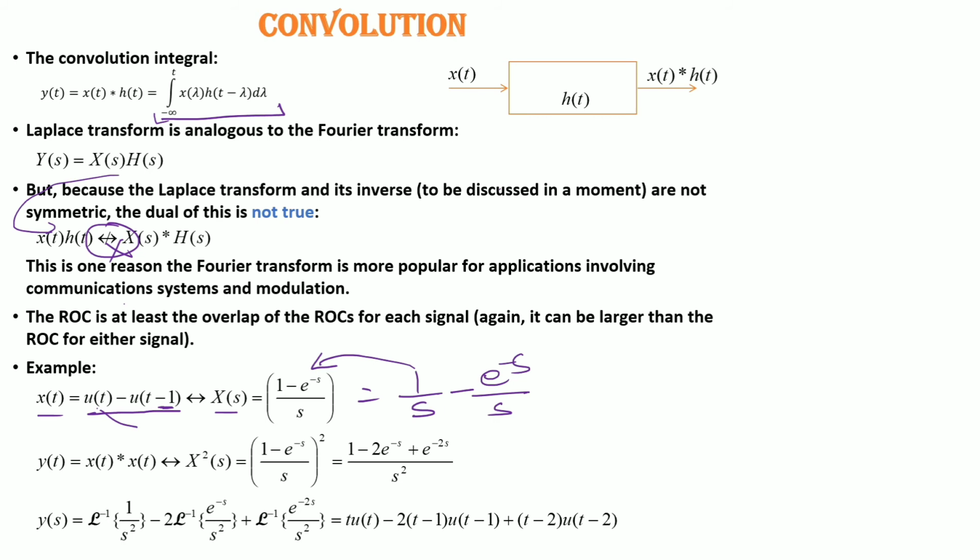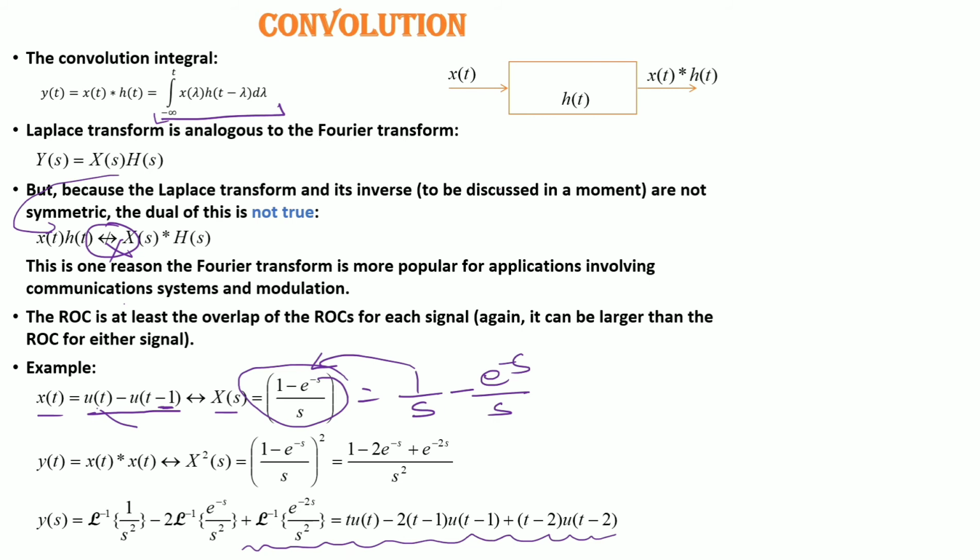Simply what we have to do, we have to multiply this function 2 times, and that will be the square. Okay, got it. And similarly, this one is the inverse of the Laplace transform. This we will see later on in this course when we discuss the inverse of the Laplace transform.